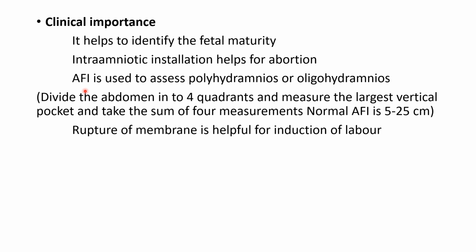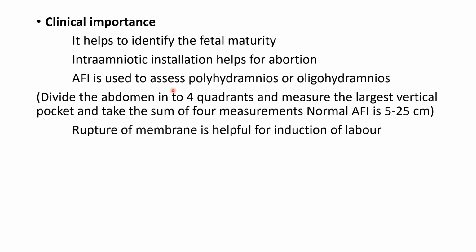Polyhydramnios means an excessive amount of amniotic fluid. See, at term I told you that the amniotic fluid amount will be 1 liter, and if it is more than 1 liter, it is polyhydramnios, and if it is less, that is known as oligohydramnios. The amount is less. So if you assess this AFI, the amniotic fluid index, you can identify whether polyhydramnios or oligohydramnios is there or not.